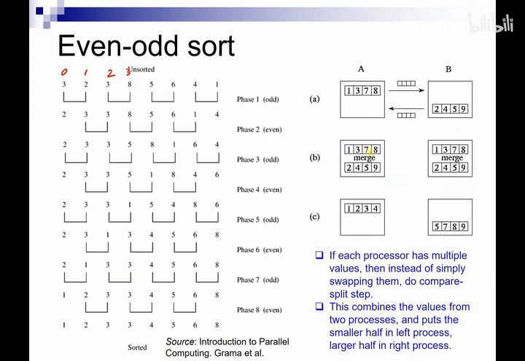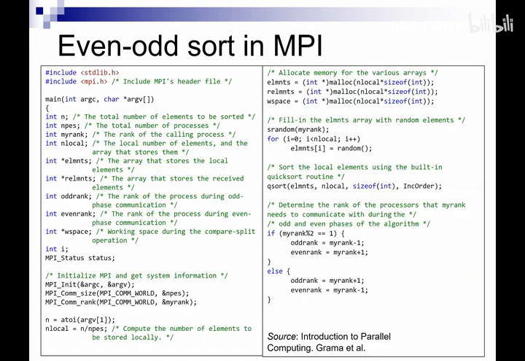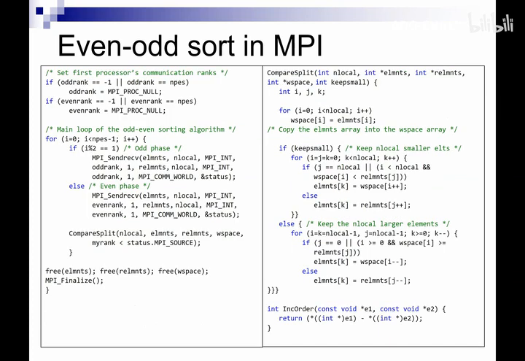So we're going to combine this into one big list, and then if you're the left process, the smaller of the two processes, then you're going to keep the smaller elements. If you're the right process, then you're going to keep the larger elements. So we do n phases of this. In each phase we send and receive between the right pair of processors, and then we call this compare split function to keep the right set of values.